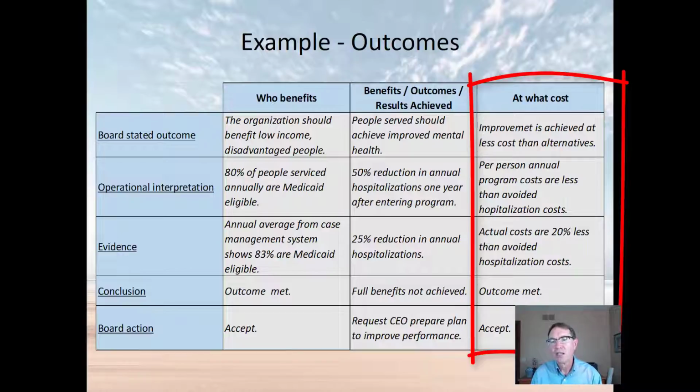Then looking at the at what cost, the board might say improvement is achieved at less cost than the alternatives. The operational interpretation may be that the per person annual costs are less than the avoided hospitalization costs. So you're providing services, and it should cost less than what it would cost if the people didn't get services but were hospitalized more often. And then the evidence might be actual costs are 20% less than avoided hospital costs, outcomes met, and you're good to go.